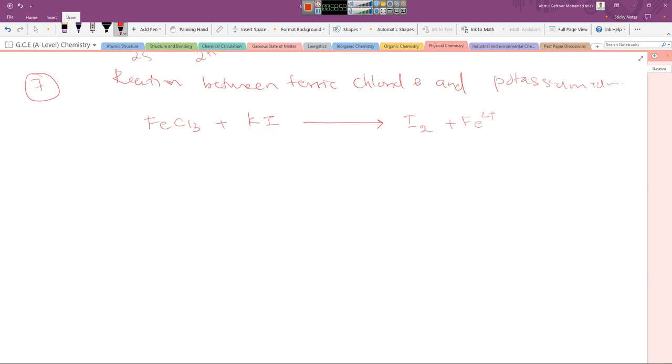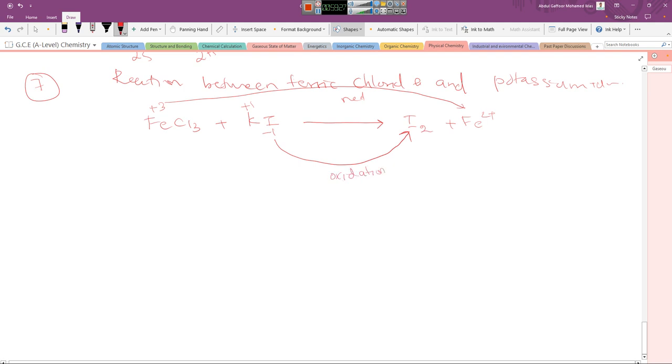So this is a kind of redox reaction where the oxidation number of Fe is +3 here, and here +2. So this is reduction, right? And here this is -1, since the oxidation number of potassium is +1, iodine should be in the -1 state, and -1 becomes I2. So here this is oxidation.